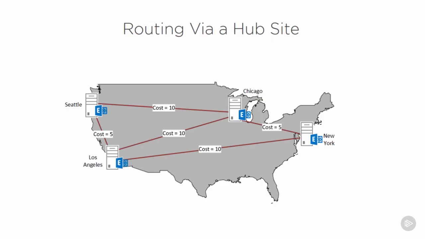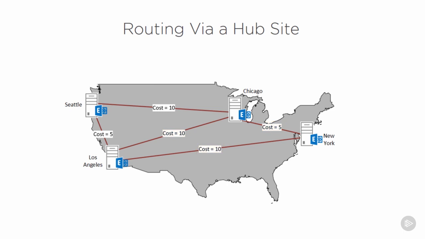In this example scenario, if the IP site link between Los Angeles and New York had a lower cost than the links going via Chicago, then even though Chicago is a hub site, the messages from Los Angeles to New York would not route via that Chicago hub site because it's no longer the least cost route.